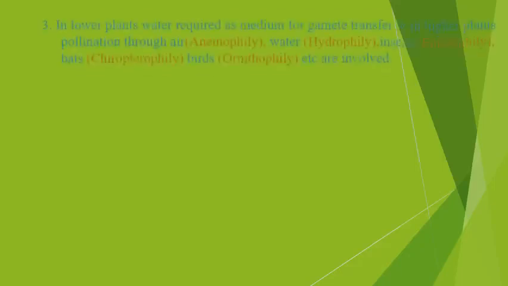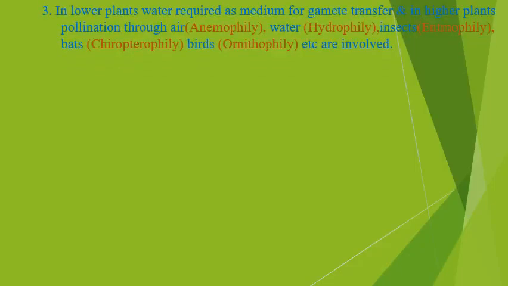Here in the lower plants, water is required as a medium for gamete transfer. While in the higher plants, whenever pollen grains get transferred from one side to another through air, it is called anemophily. When water is involved in this process, it is called hydrophily. Whenever insects do the same thing for the transfer of pollen grains, it is called entomophily. When bats are involved in the transfer of pollen grains, it is called chiropterophily. Birds, when involved in the transfer of pollen grains, it is called ornithophily.